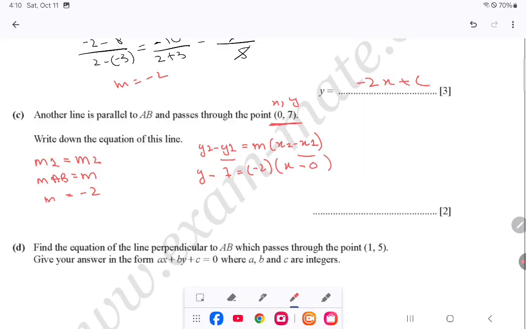Simplify it further, we will be left with y minus 7 equals -2x. Now y equals -2x. If we add 7 to both sides, we will have positive 7 on the right hand side. So y equals -2x plus 7.